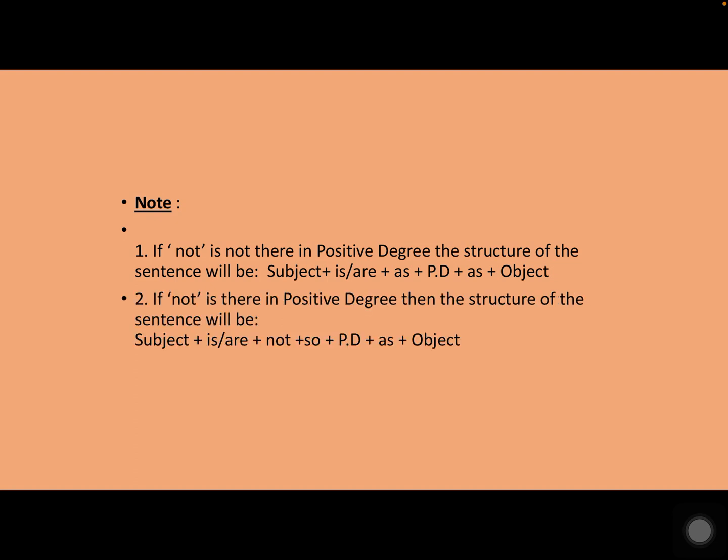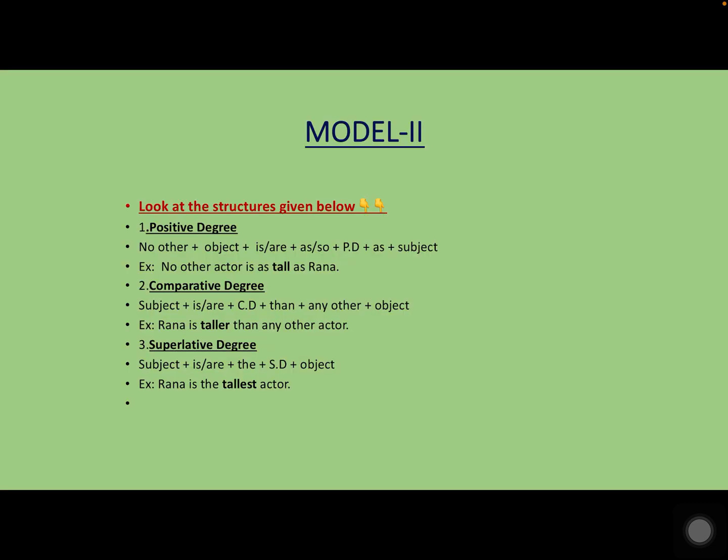And if not is there in positive degree, the structure will be in this way: subject plus verb plus not plus so plus positive degree plus as. The so plus positive degree plus as will be there if not is there in positive degree. This is how we can identify it. And remember, in the first type we will never have the superlative degree. We cannot change into superlative degree because it is a comparison between two things. Okay, understood, children?